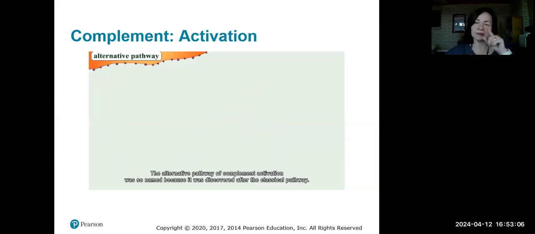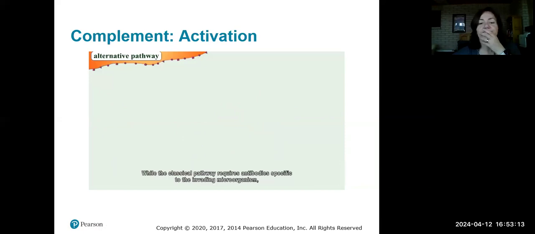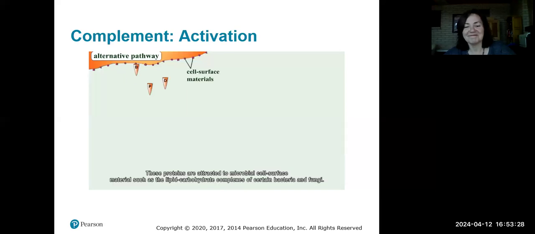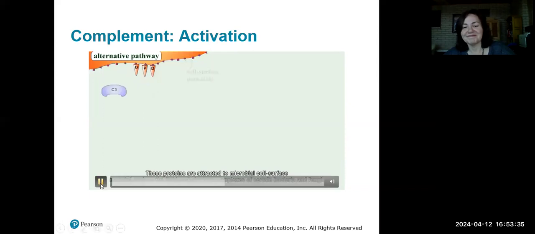The alternative pathway of complement activation was so named because it was discovered after the classical pathway. While the classical pathway requires antibodies specific to the invading microorganism, the alternative pathway requires three complement proteins called factor B, factor D, and factor P, or properdin. These proteins are attracted to microbial cell surface material, such as the lipid carbohydrate complexes of certain bacteria and fungi. Together with C3.